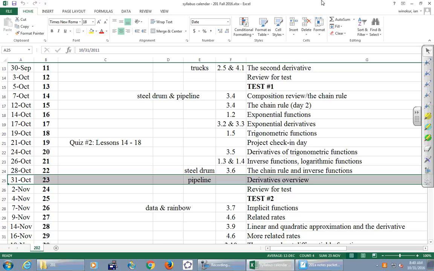Today, the pipeline project is due, so throw it in the folder if you have it. I do take projects late, but there are various penalties associated with turning them in late, so turn them in as soon as you can.